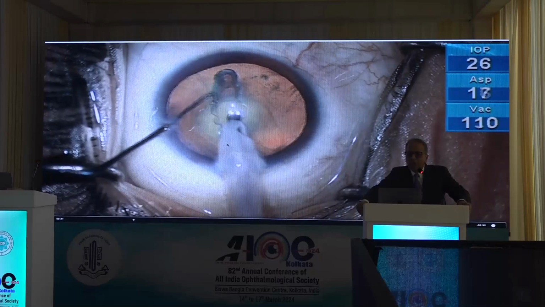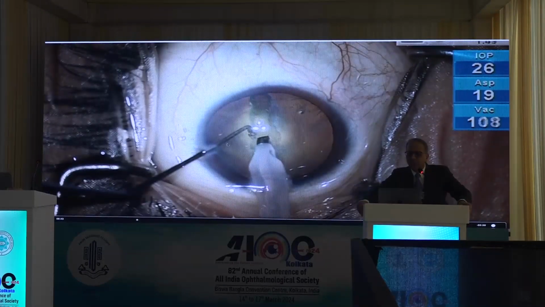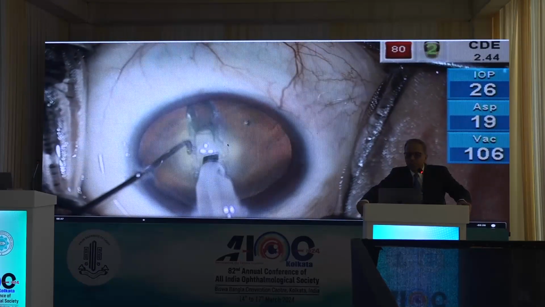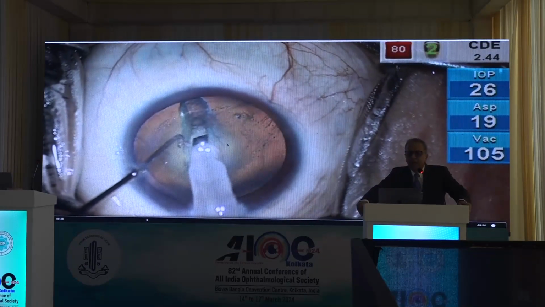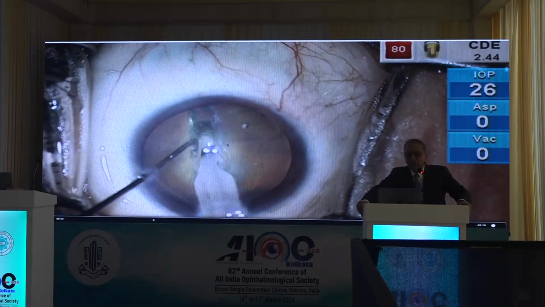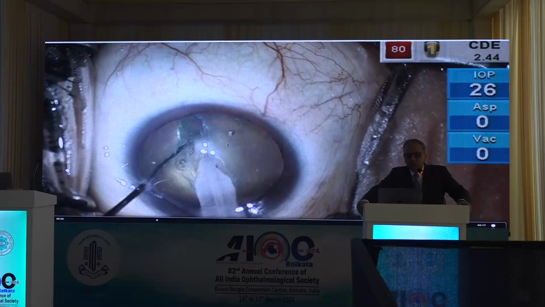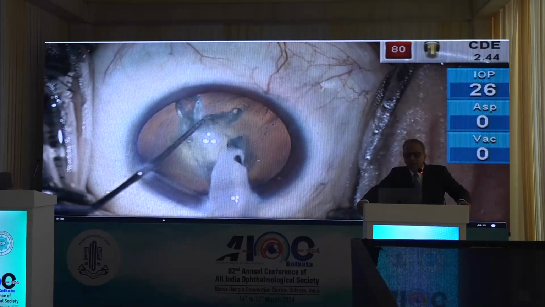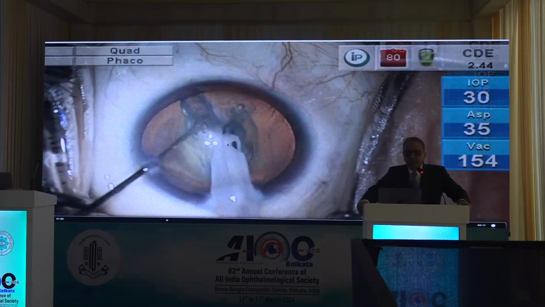So now I'm starting with sculpting. The IOP is 26, which I will gradually reduce. I'm continuing with sculpting, and the moment I sculpt, I find that I have reached a situation where it is neither soft nor hard. And when I'm trying to separate it, I'm not able to separate it. I try to do cross chopping. I'm not able to do that.